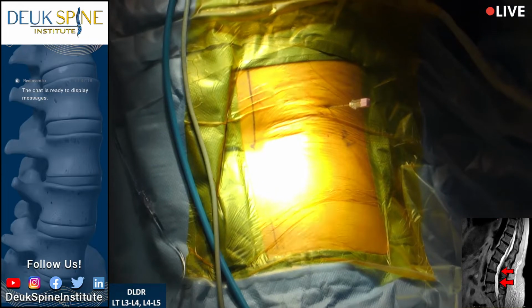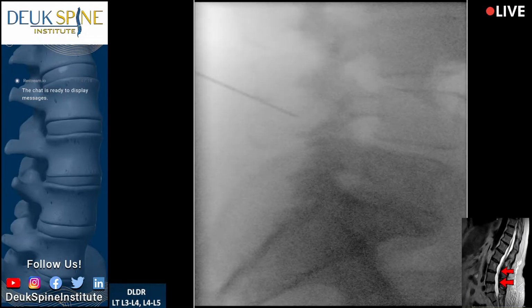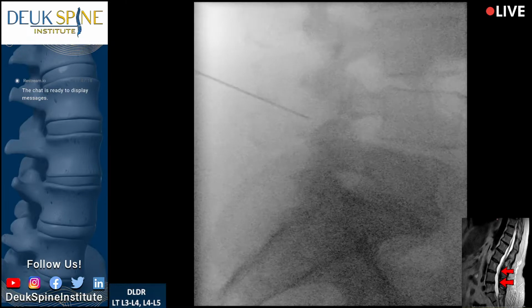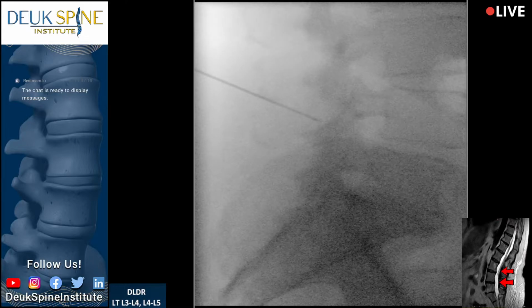Now to do that, we use a navigational process using an X-ray machine called a fluoroscope. And that is a machine that I have Jordan, who's running the machine, shot. And when I say shot, I'm asking him to take a picture with that machine. Every doctor calls it different things, but that's what we call it here at Deuk Spine. Shot.